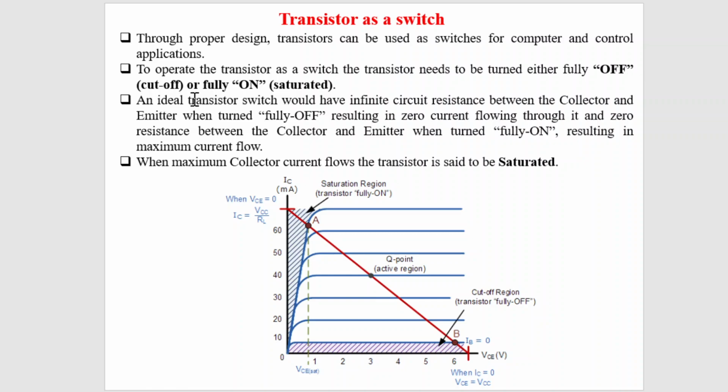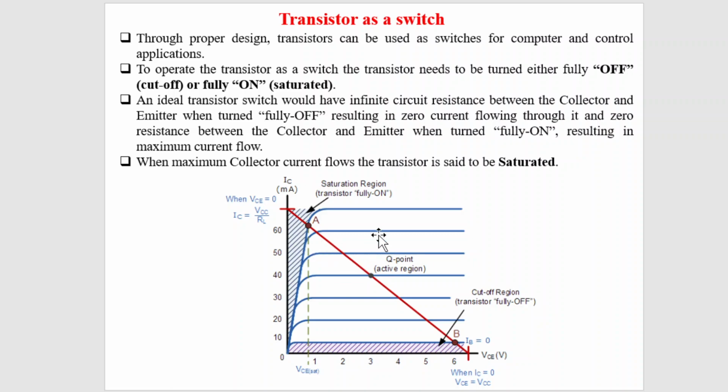So for an ideal transistor switch, what should we have? We should have infinite resistance between collector and emitter when the transistor is fully off, which means no current should flow. And zero resistance between collector and emitter when it is fully on. That means the transistor is in saturation, resulting in the maximum current flow.